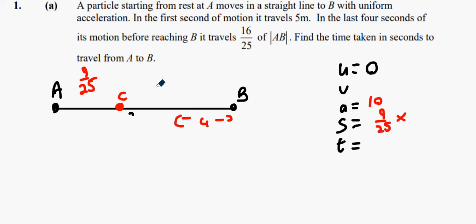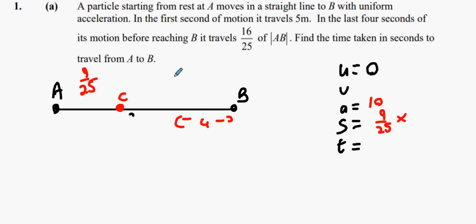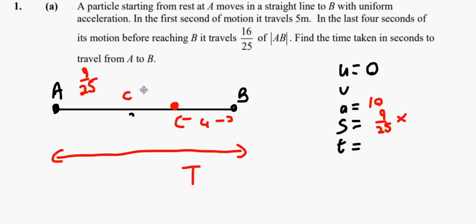If the total time is T, is everyone happy that the total time is T? And the last 4 seconds get you from C to B. The last 4 seconds get you from C to B. What time do you think it is from A to C? Anybody? A to C? T minus 4. Is that okay? You're probably thinking, where am I going with this now?